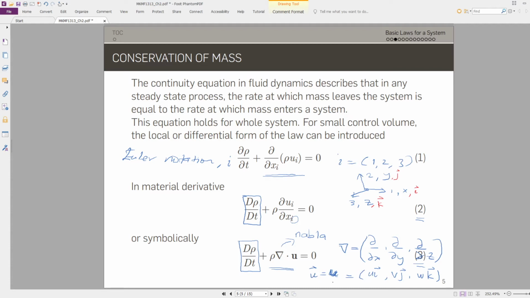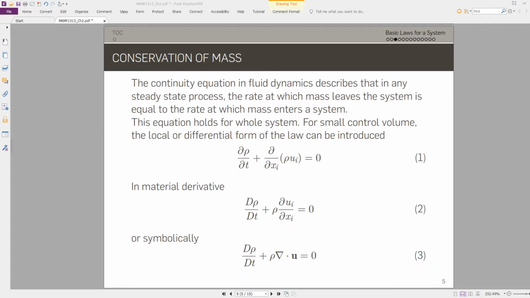So this may require you to do a little bit of exercise or revision on the mathematics, the vector mathematics or tensor mathematics, just a little bit. It's not to the very depths of matrix or vector operations.